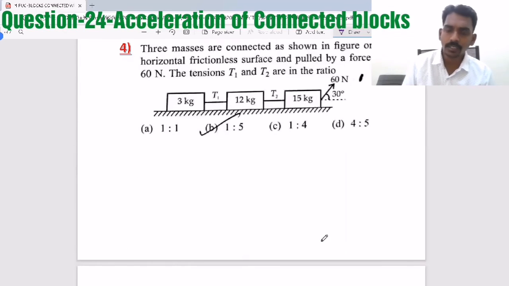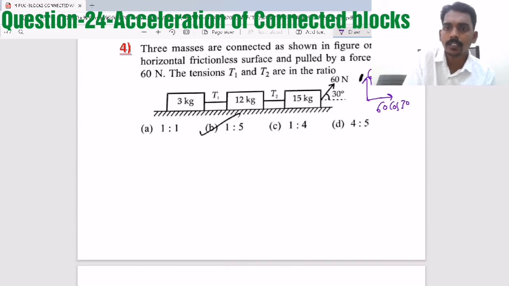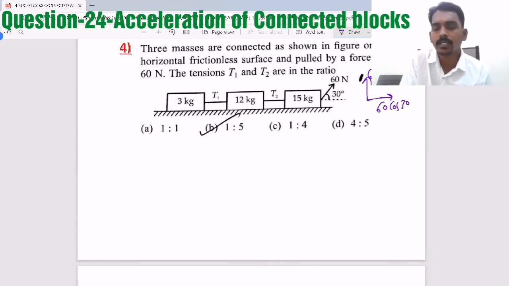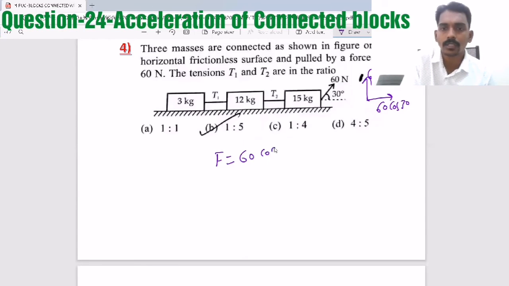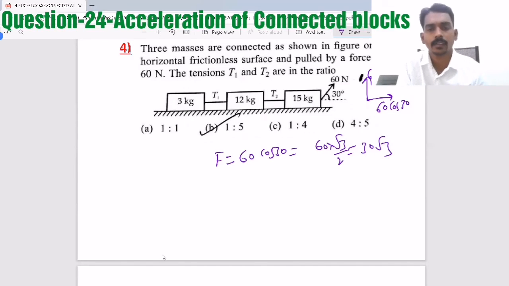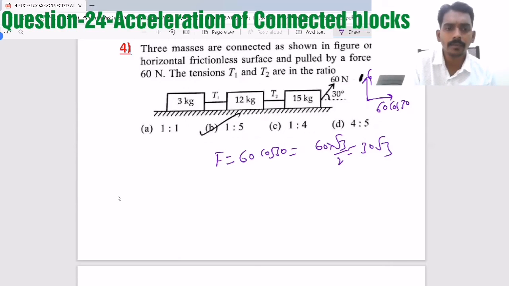Now here is a similar question, but this time the force is applied at some angle. Then what you do is take the components. Like here, this is 60 cos 30 and this is 60 sin 30. But the sin component does not affect the motion. So here the external force will now be 60 cos 30, which is 60 root 3 by 2, that is 30 root 3. Then the remaining thing is the same.